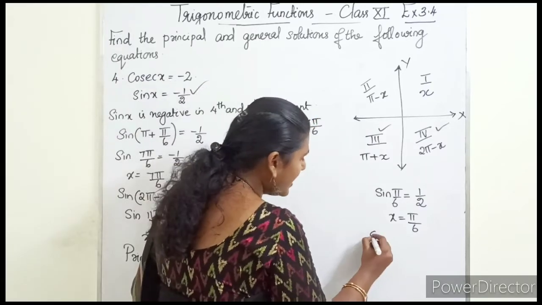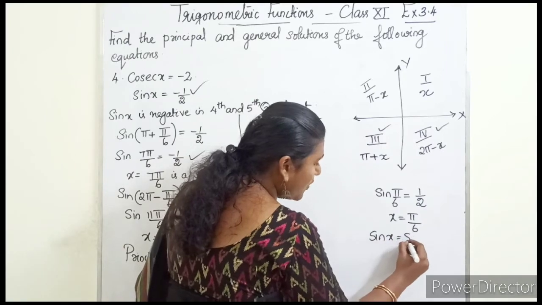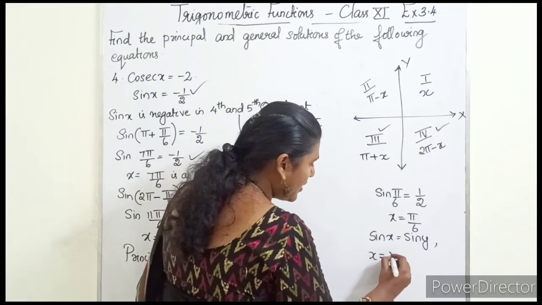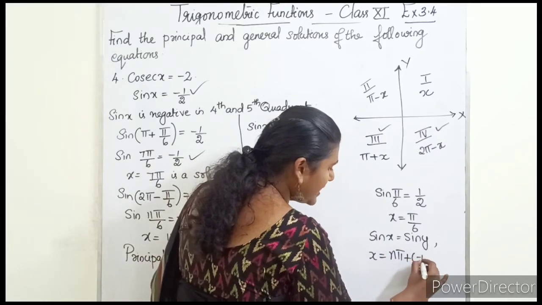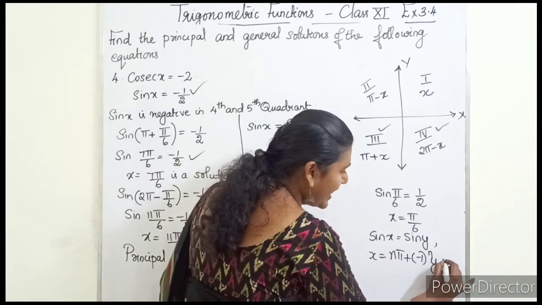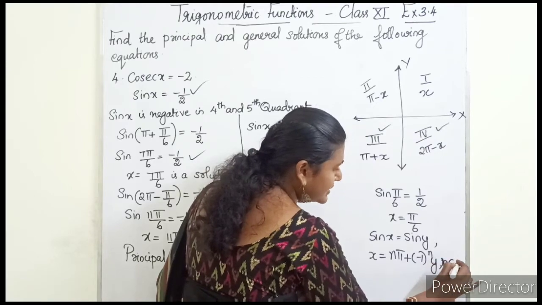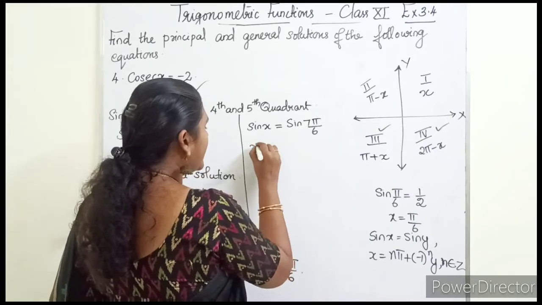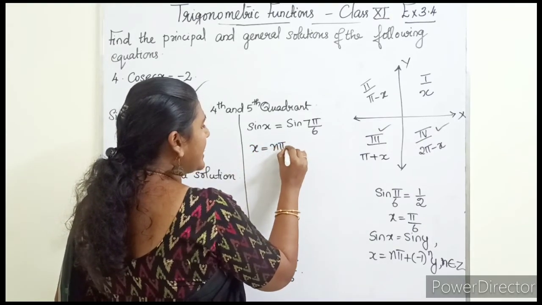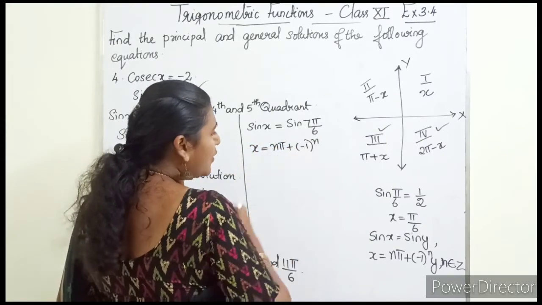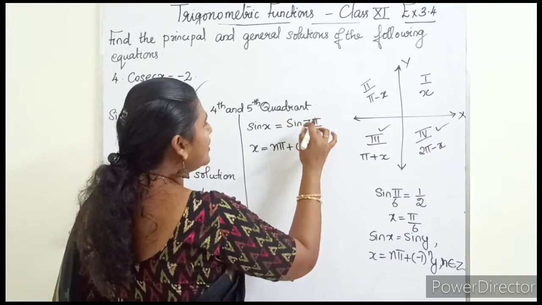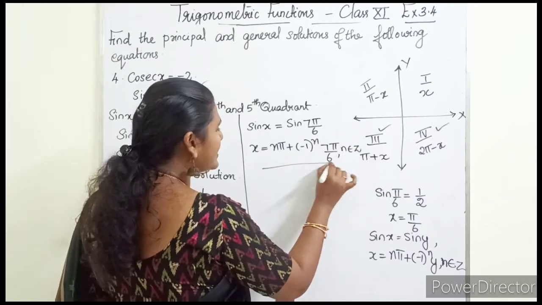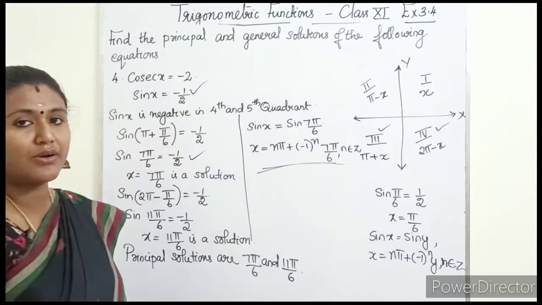So we will use the theorem: if sin x is equal to sin y, then x is equal to n pi plus minus 1 the whole power n into y, where n belongs to Z. So this is the theorem. Using this theorem we can write x is equal to n pi plus minus 1 the whole power n into, what is the value of y? 7 pi by 6, where n belongs to Z. So this is the general solution of the equation.